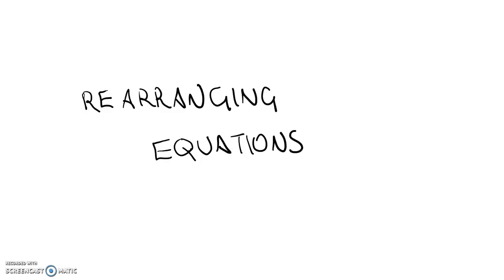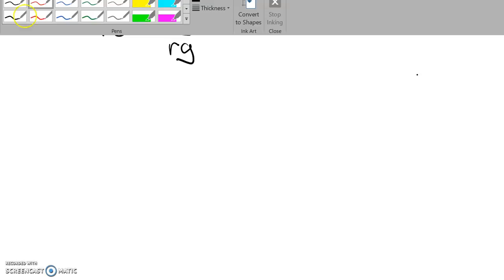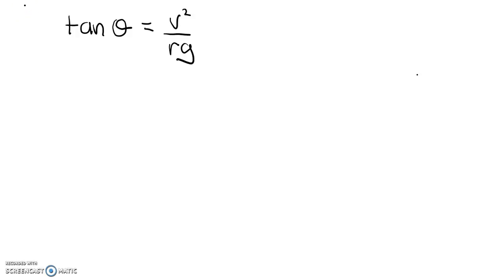G'day, I'm just going to go through a quick video on how to rearrange equations. So let's start with an equation that we worked with this week. It's this one, tan theta equals v squared on Rg. Now let's say that we want to get v by itself. Okay, so how will we do that?